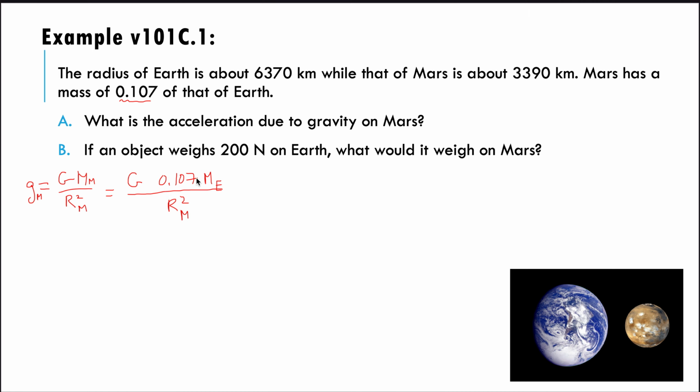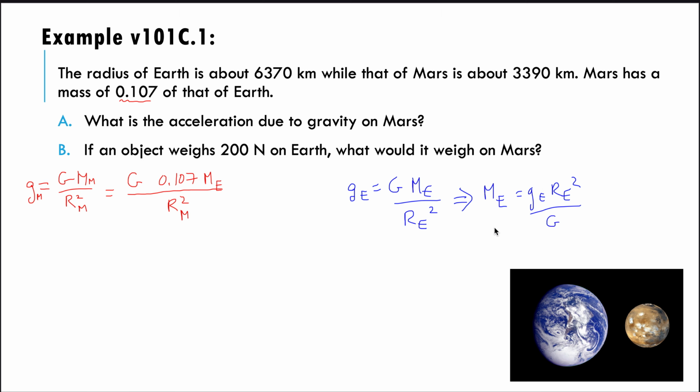Now we just need to get an expression for the mass of Earth. Well, let's do that on the side. If we use the same equation again for g on Earth equals big G, mass of Earth, divided by radius of Earth squared. So from this, we can get an expression for the mass of Earth. The mass of Earth is going to equal g on Earth times the radius of Earth squared over big G.